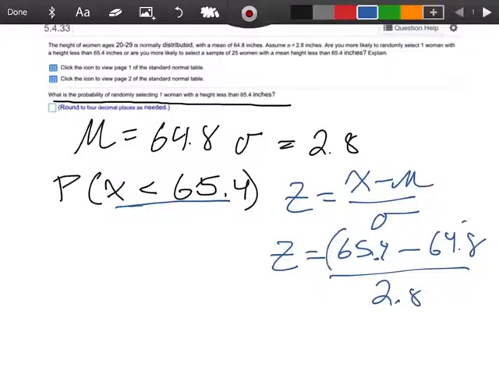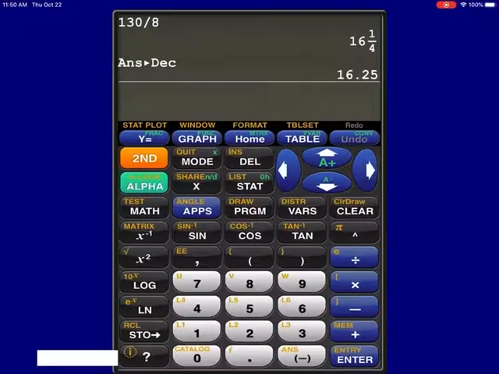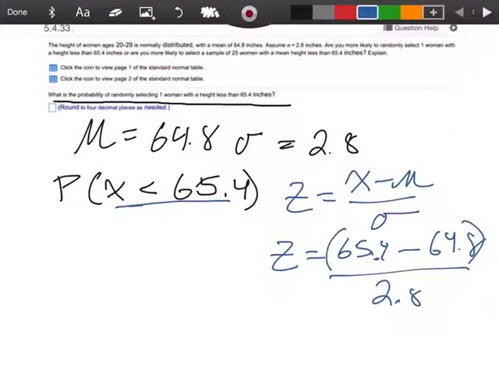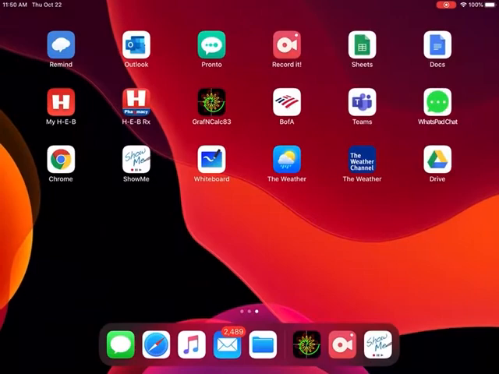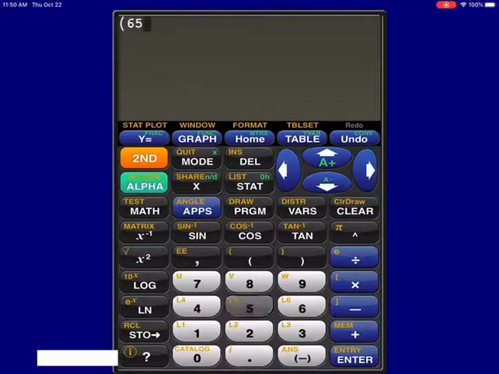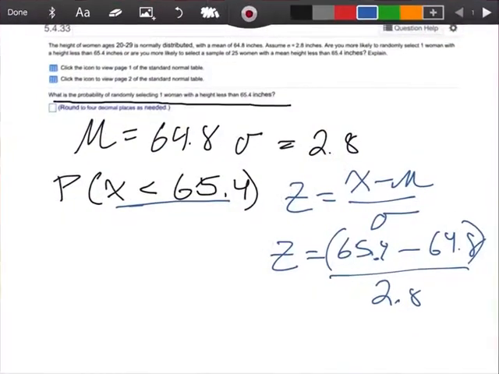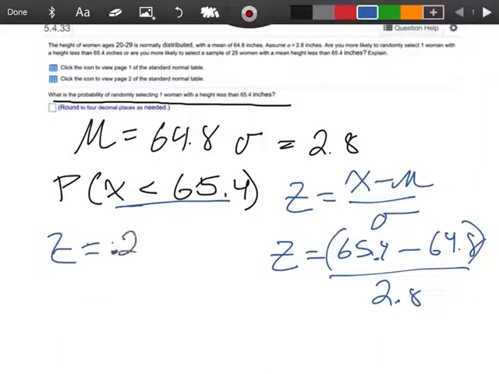So remember, on my calculator, I'm going to make sure I enter that part in parentheses. So let me get my calculator going. Let's clear this out. So I already forgot my numbers. 65.4 minus 64.8 divided by 2.8. So 65.4 minus 64.8, close them off, divided by 2.8. Okay, so I'm coming up with a Z-score of 0.21. So the Z value I have now is 0.21.